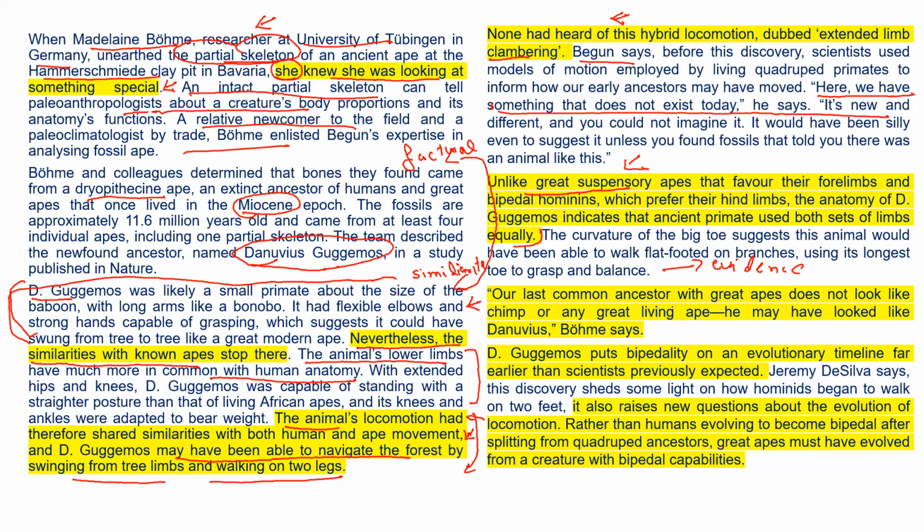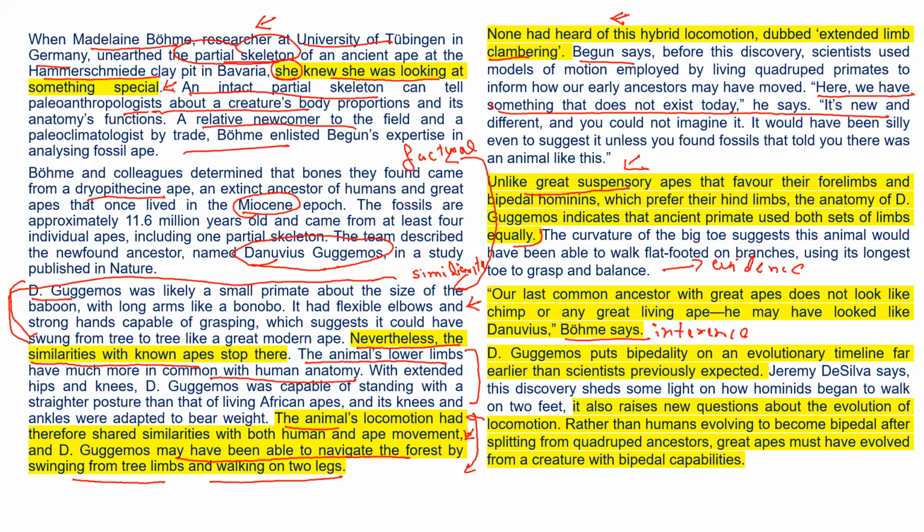Our last common ancestor with great apes does not look like a chimp or any great living ape. He may have looked like Danuvius. Again, something which they are trying to infer. So understand that all the things in yellow here are either the opinion of the MB or the inference that they are trying to make, because in such passages you will find a lot of questions based on the inference, that what are they trying to establish, right? So all the things in yellow are more of inference or opinion.